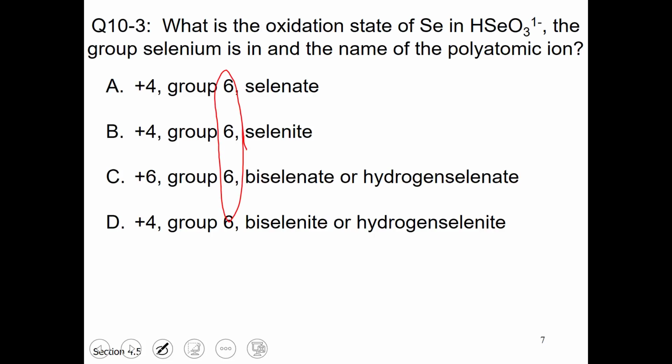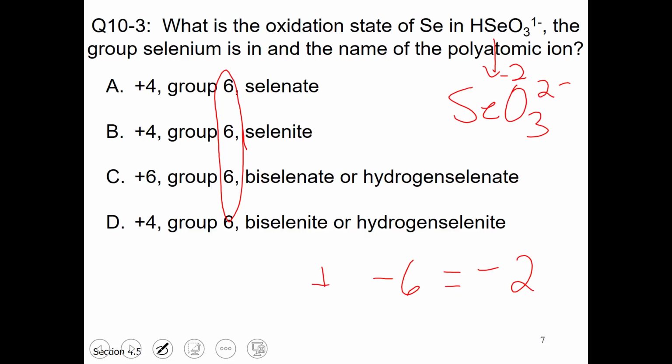So the group is not in question. We are obviously in group 6. If I were to remove the hydrogen from this and make the charge more negative by 1, this would be SeO3 2-. So let's figure out the oxidation state. It's going to have to add up to -2. 3 oxygens at -2 will give me a -6. I think I can see that +4 has to be the oxidation state of the selenium.